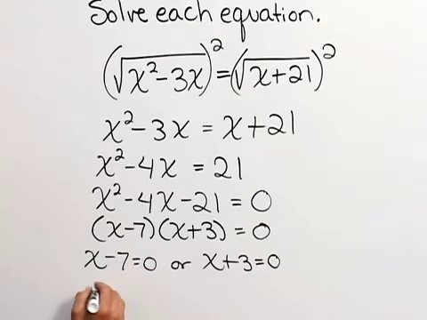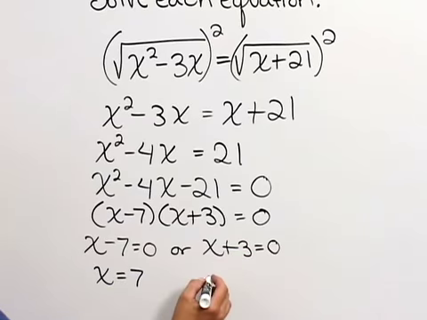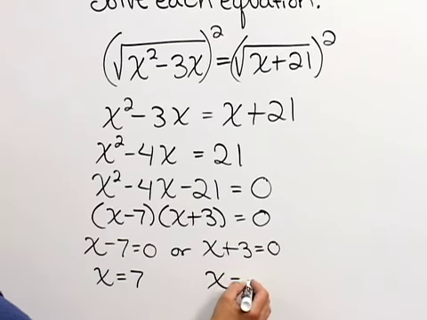Here, if you add 7 to both sides, x would equal 7. And here, if you subtract 3 from both sides, x would equal negative 3. We have two possibilities. We need to check both of them. Let's check both of them in our equation.